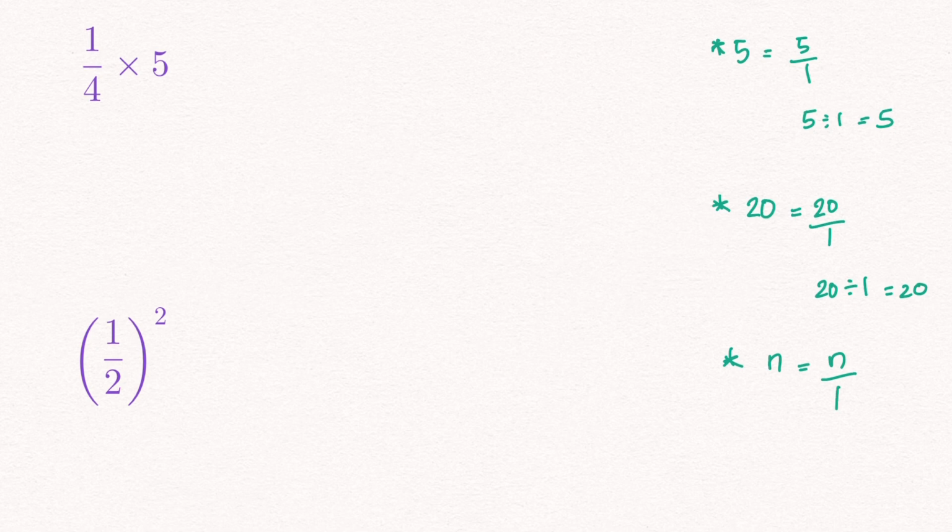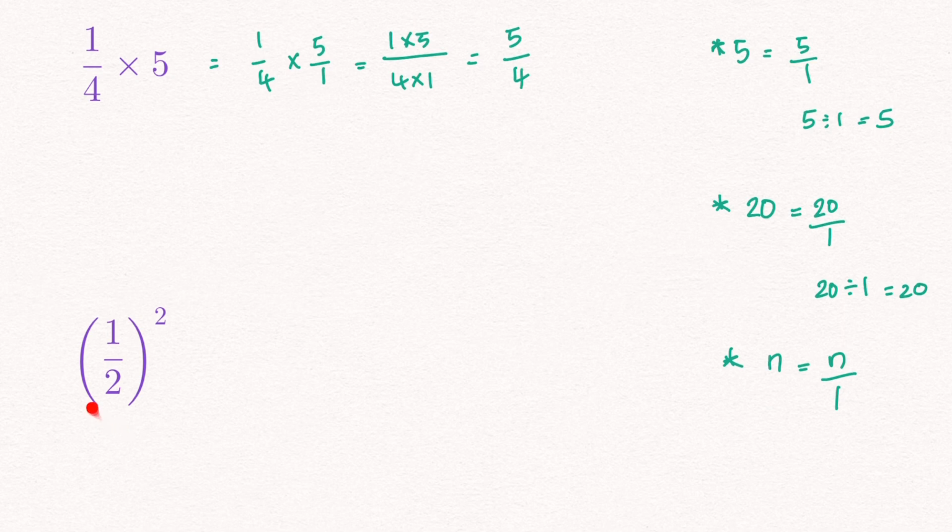So going back to our question over here where we have 1 over 4 times 5, we can write it as 1 over 4 times 5 over 1, and then we are good to times the numerators together and the denominators together. So I would go 1 times 5 over 4 times 1, and that equals 5 over 4.